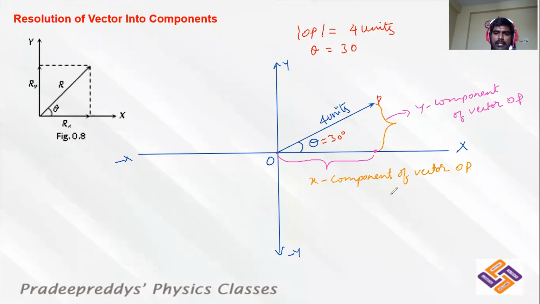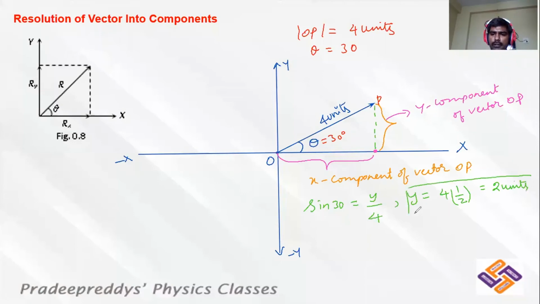So for that, I'll simply complete this triangle. Now this forms one right angle triangle, is it not? From this right angle triangle you can write sine 30 is equal to the opposite side, y component, divided by the hypotenuse. It is 4, mentioned in the vector itself, its magnitude is 4. So y is equal to 4 into sine 30. Sine 30 is 1 by 2, so that is equal to 2 units.